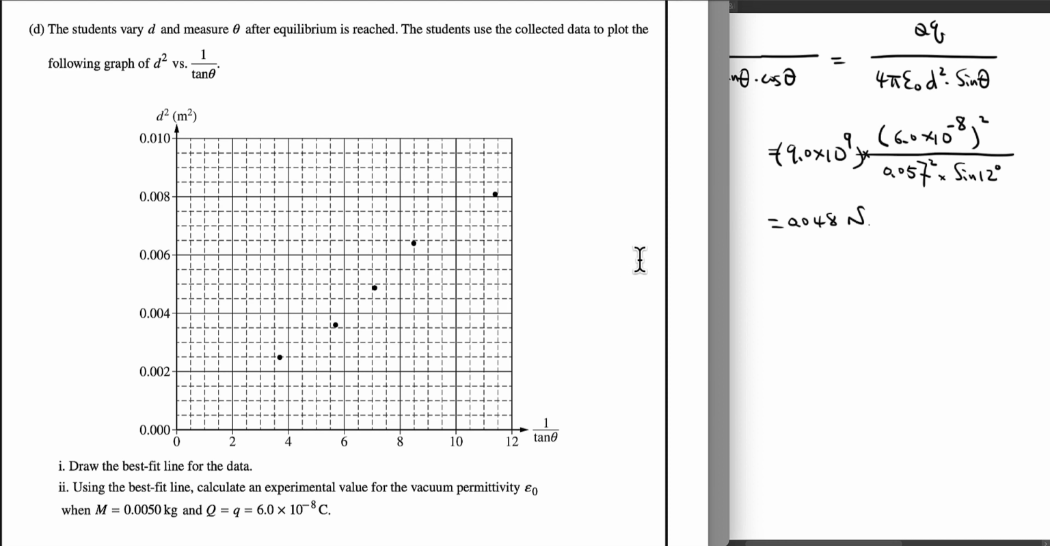Now the students do the experiment and then vary D here and measure the angle theta after equilibrium is reached. The students use the collected data to plot the following graph: d squared versus 1 over tangent theta, and they got this line, these scatter points. Okay, so this should satisfy a straight line relation. So we need to draw the best fit line for this data. And then we'll use that line to estimate the vacuum permittivity. So first, let's figure out why we have a straight line here.